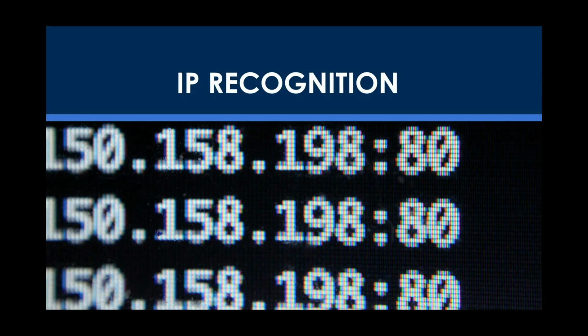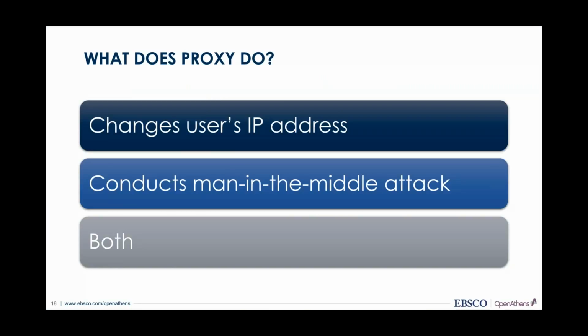At OpenAthens, we call it IP recognition. So the publisher recognizes an incoming IP address and allows it to view more content than you would normally be able to. Suppose you're one of those lucky institutions who still have static IP addresses. Accessing content from on-site works fine, but for remote access, you'd either have to utilize a VPN or some kind of proxy server. A question for you. What do you think proxy does?